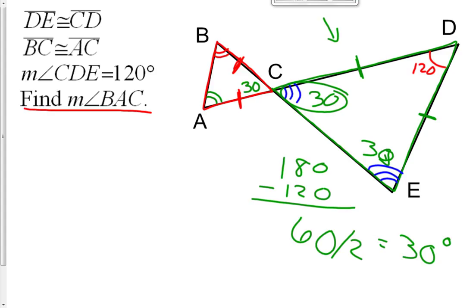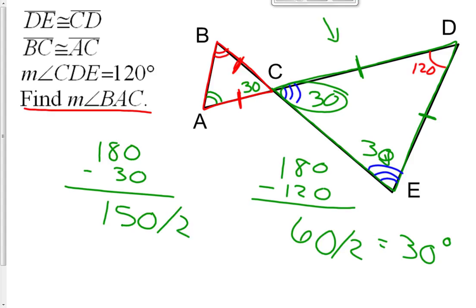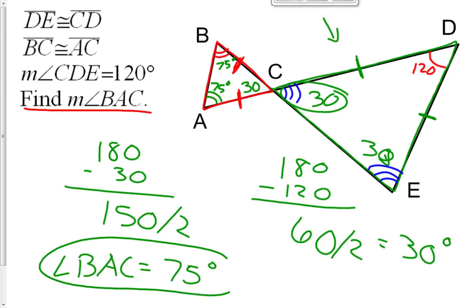So now in triangle ABC, there's 180 degrees in that triangle. Of course, every triangle has 180 degrees. And 30 of them are that vertex angle. So if we subtract 30, there's 150 degrees left of the triangle. And in an isosceles triangle, the base angles are congruent, so if we divide that by 2, if we cut it in half, that's the measure of each of those angles. So 150 divided by 2 is 75 degrees. Both base angles are 75. So our answer, angle BAC equals 75 degrees.